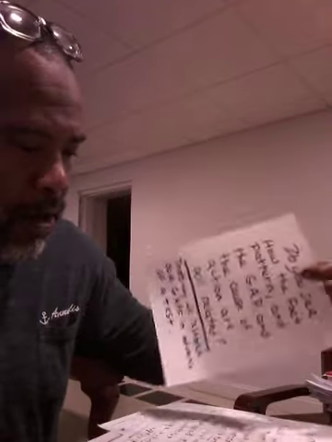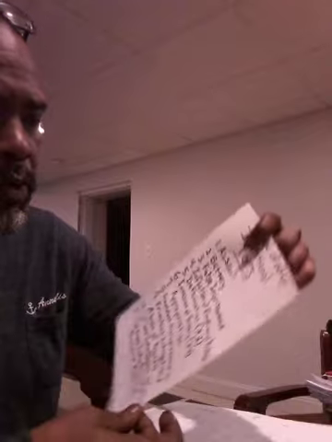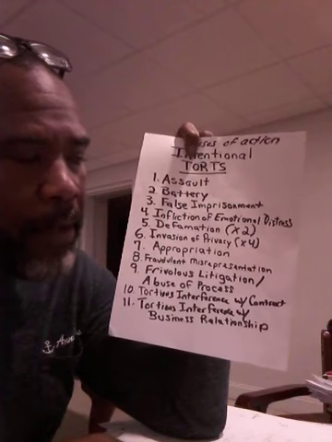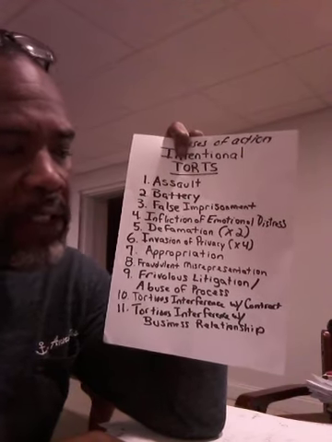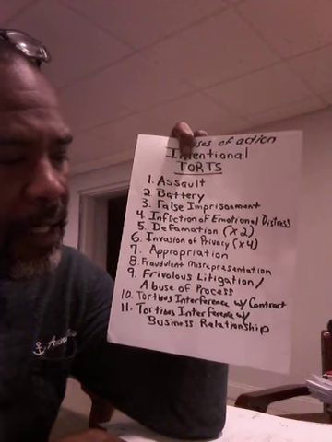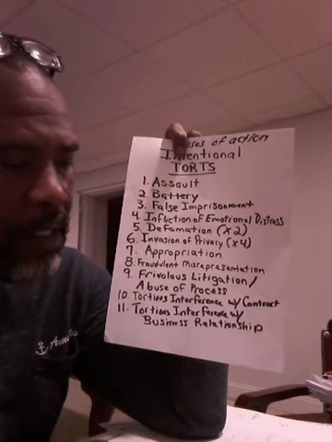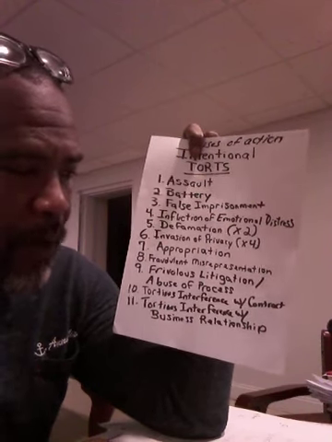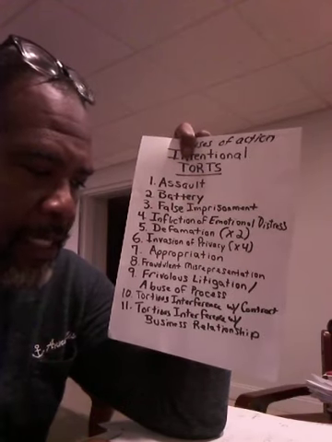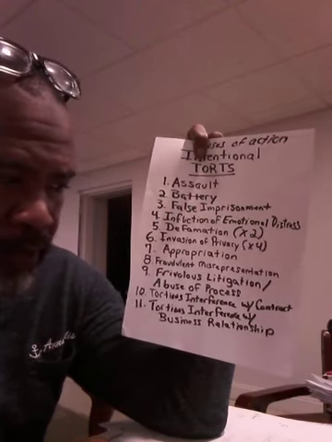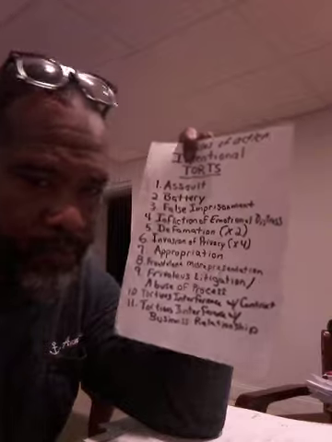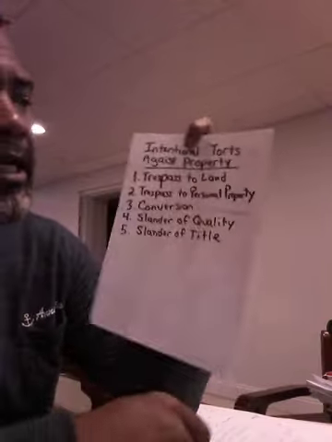And so there are the 11 intentional torts against persons: assault, battery, false imprisonment, infliction of emotional distress, defamation, times two, libel and slander, each of the invasions of privacy and appropriation, fraudulent misrepresentation, the frivolous litigation / abusive process tort, and the tortious interference with contract tort, and the tortious interference with business relationship tort. Right? We also had the intentional torts against property.